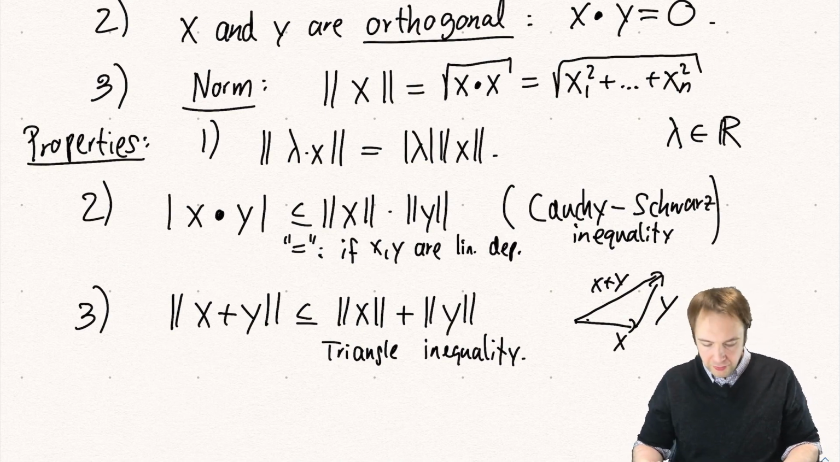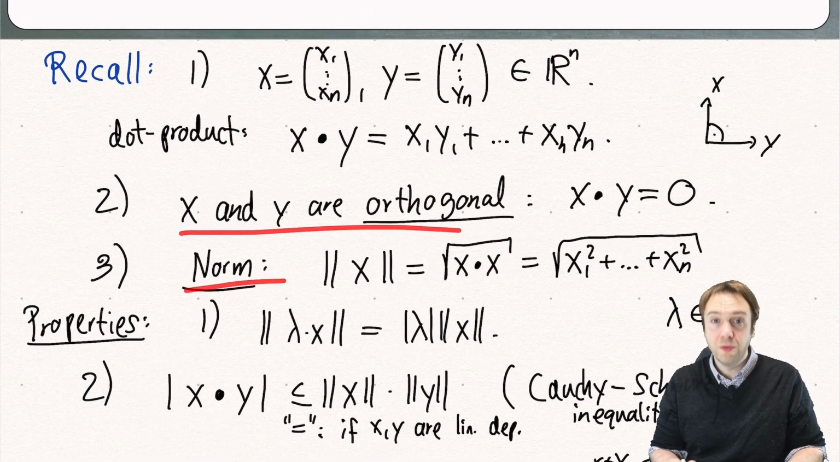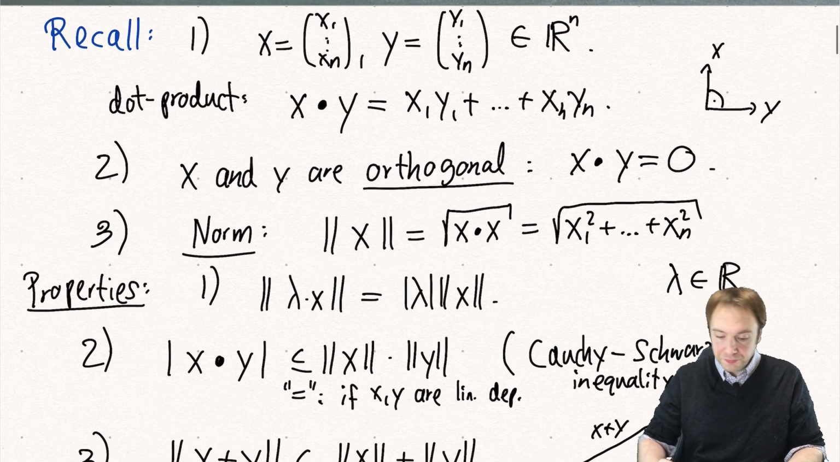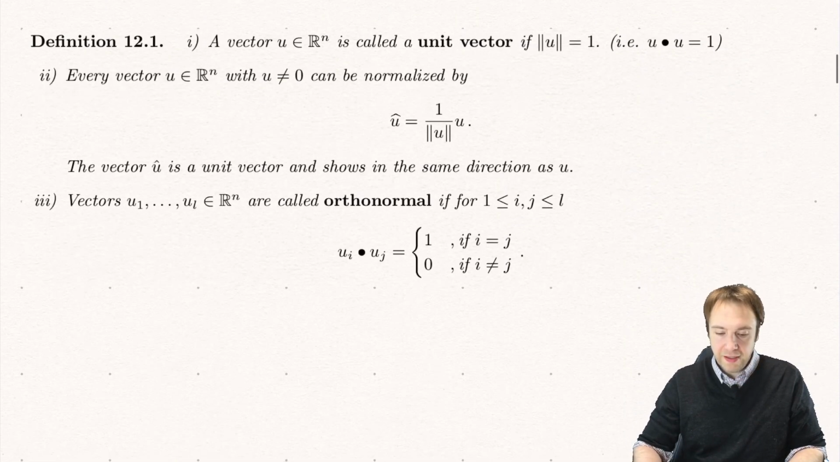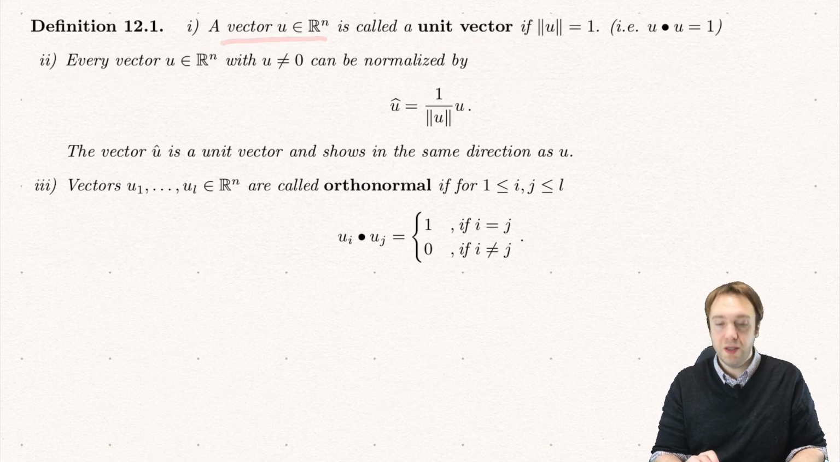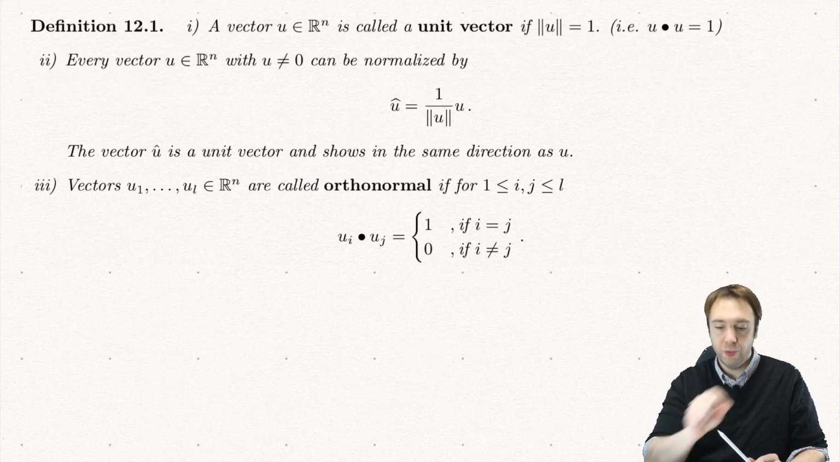Okay, so this was just a recall of these old definitions we had, and now we want to define a new notation using these. This is definition 12.1, and the first notation is the following: if I have a vector u in Rn, then this is called a unit vector if it has norm 1. So it has length 1. In R2 the unit vectors are exactly those vectors which are on the unit circle.